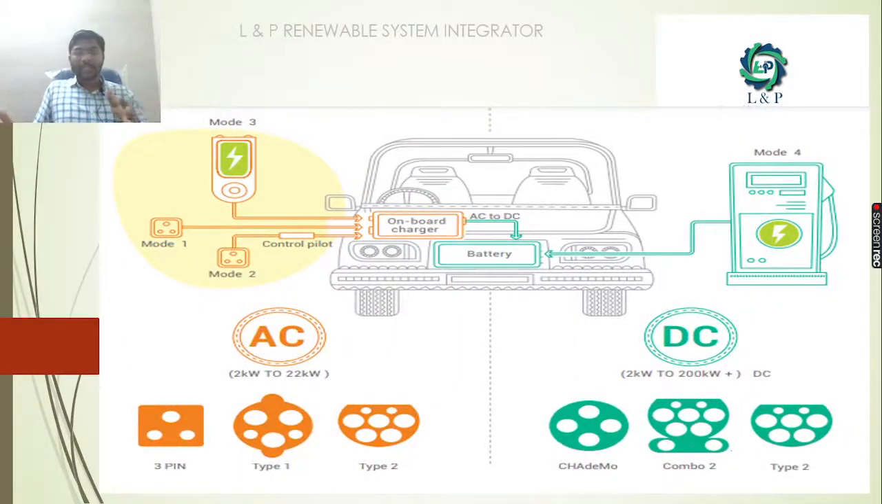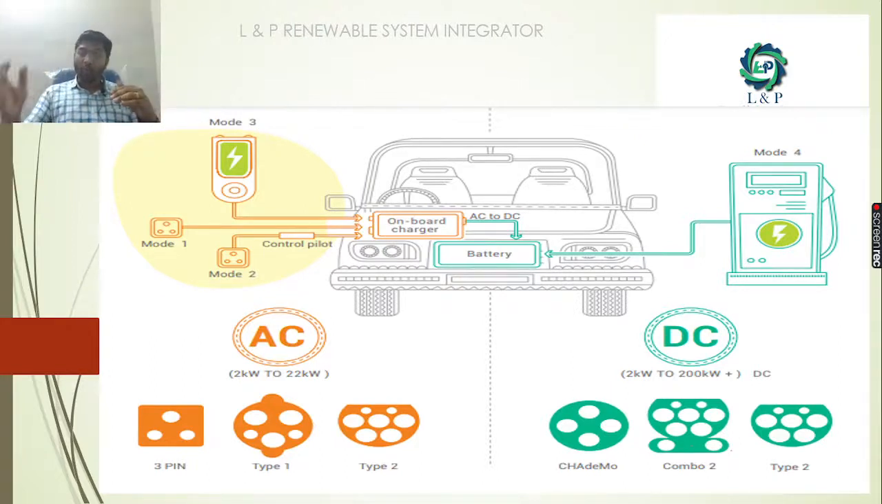As we told earlier, we classify the power supply into two categories, that is alternating current and direct current, AC and DC. If we get into the vehicles, we have so many modes of charging, and we can have a control pilot which checks whether all the connections are proper. We need an onboard charger, an AC to DC converter, and a battery. If you are planning from 2 kilowatt to 22 kilowatt, then you can go for AC. We have pins available, that is 3 pin. We have type 1 and type 2 as well.